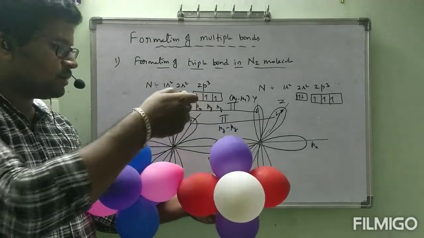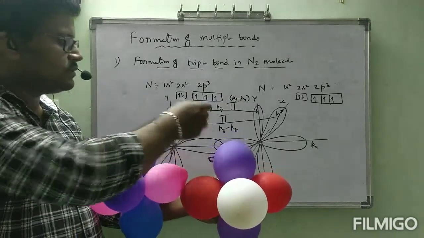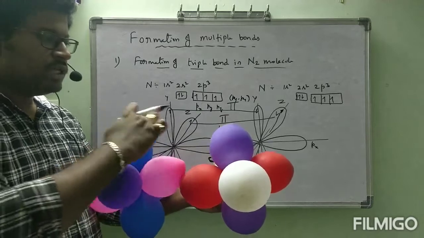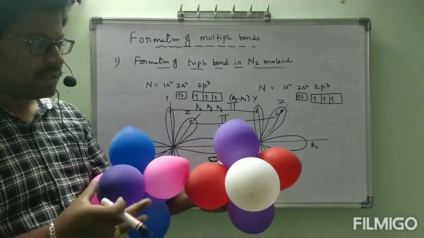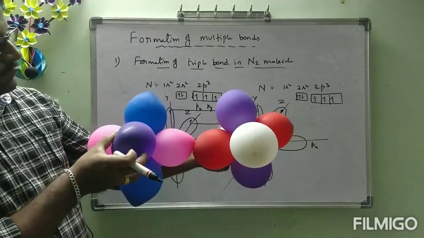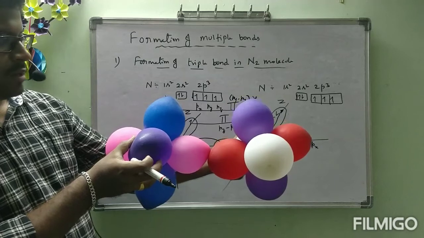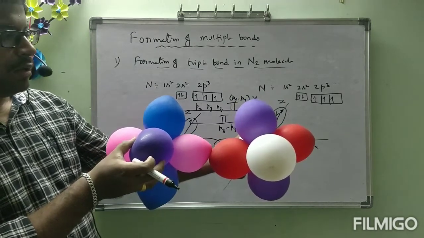This pi bond here, this pi bond, sorry, py, and this pi bond is this one. Totally 1, 2, 3. These two are formed by incomplete overlapping, partial overlapping. In this way, N2 molecule is formed. I hope you are clear. Okay.